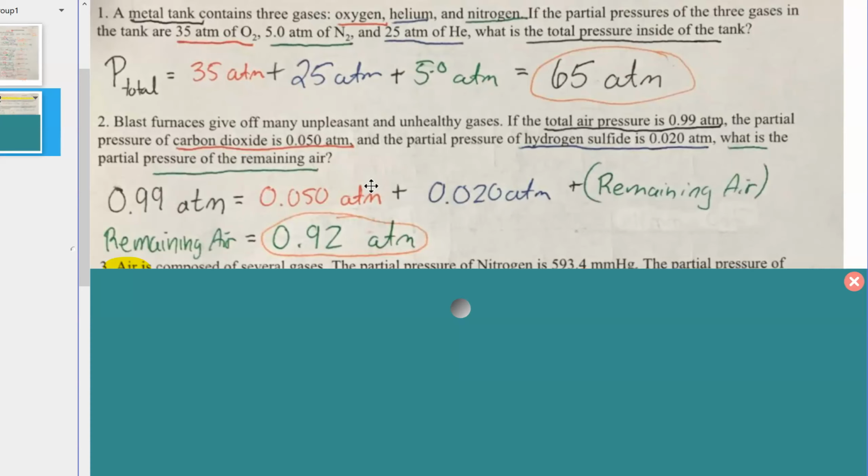Do I have the correct number of sig figs though? Adding or subtracting, least number of decimals. So let's look right here. 2 decimals. 3 decimals. 3 decimals. This was my least number of decimals, so I've got to keep it there. That's my final sig fig answer.